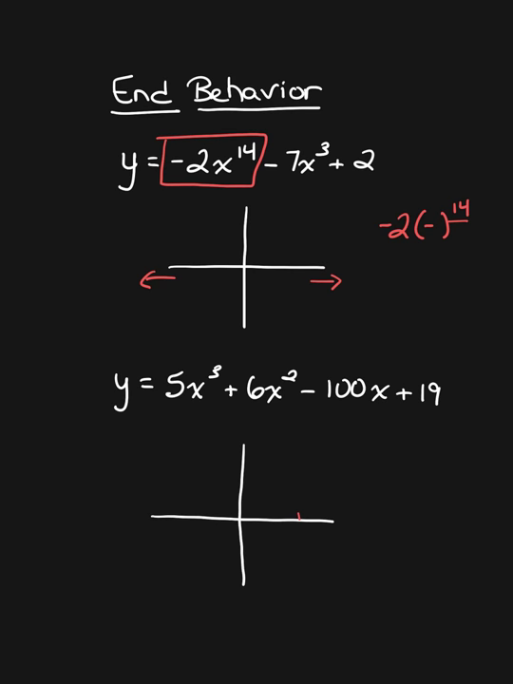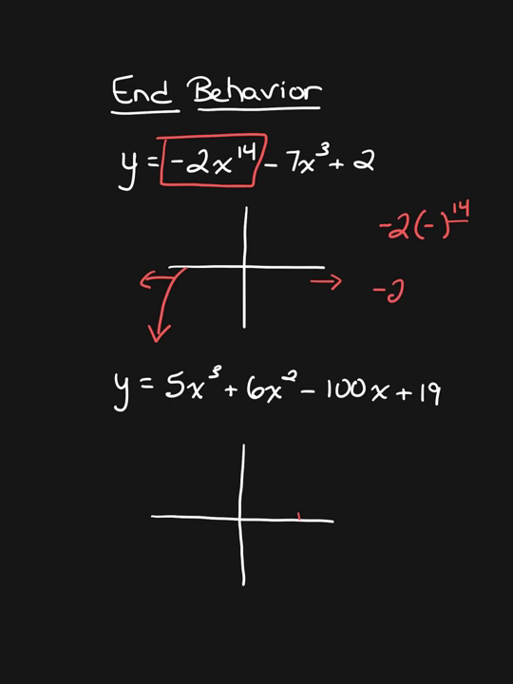So negative to the 14th power is a positive number, but I have to multiply by -2. So I take a positive number times a negative number, I end up with negative. So as x gets more and more negative, this also becomes more and more negative. So on the left side, the function would turn down. So now let's try the right side. The right side would be positive.